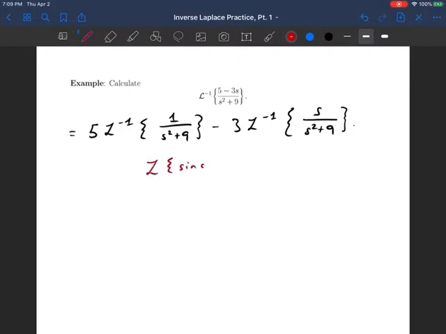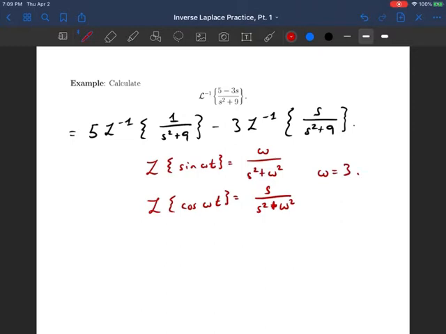Now, looking at our table of Laplace pairs, we should recognize a few things. So first of all, the Laplace transform of sine of omega t is equal to omega over s squared plus omega squared. And the Laplace transform of cosine of omega t is equal to s over s squared plus omega squared. So in this case, we're looking at omega equals 3 to match with our format here.